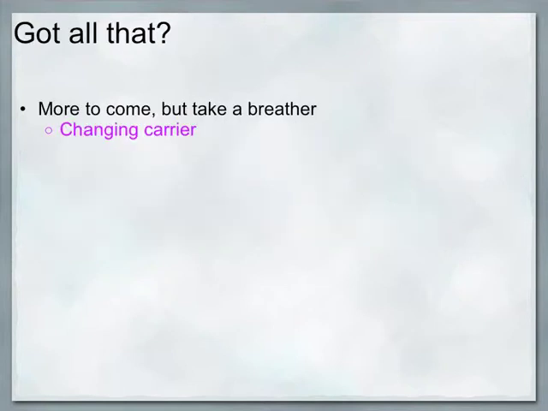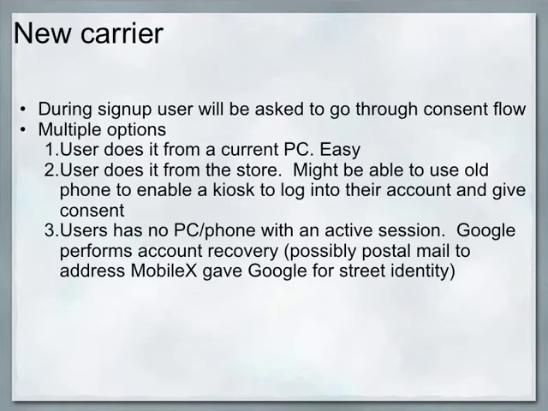So hopefully you got through all of that. Again, very close to done. Just one last issue to discuss, which is what happens if the user wants to change their carrier but still keep their same relationship manager. Well, there are a couple of different options here. So the user is going to go through some sign-up flow, on a kiosk, or on their PC, etc., with the new carrier. At some point in there, they're going to be asked to go through the same consent flow to bind their new mobile account to Google.